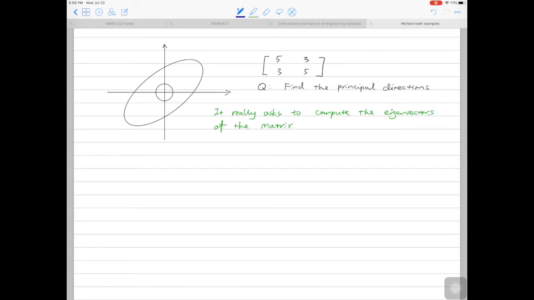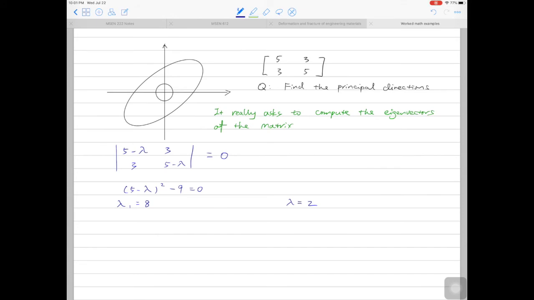Mathematically, it's very simple. What we need to do is to construct a new matrix using the entries along the diagonal minus the eigenvalue. Then compute the determinant and set the determinant equal to 0. We can easily get and solve for lambda. There are two solutions. For lambda 1, it is equal to 8. For lambda 2, it is equal to 2.